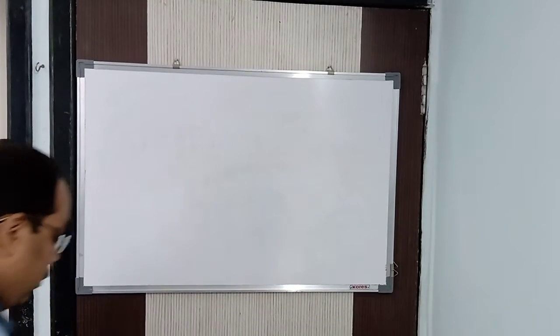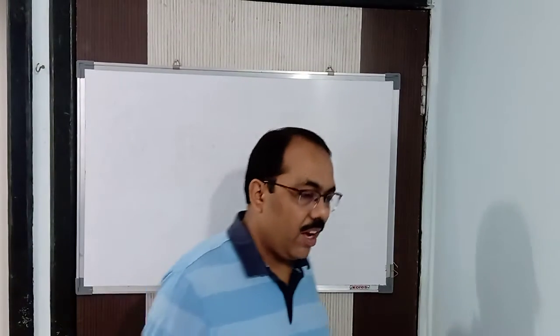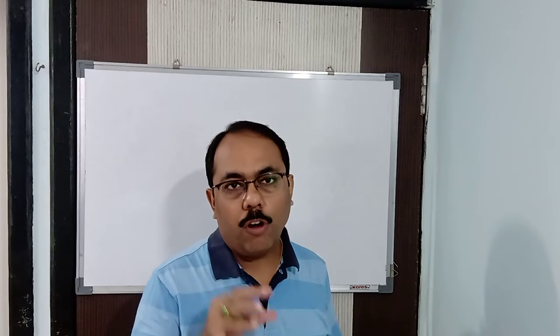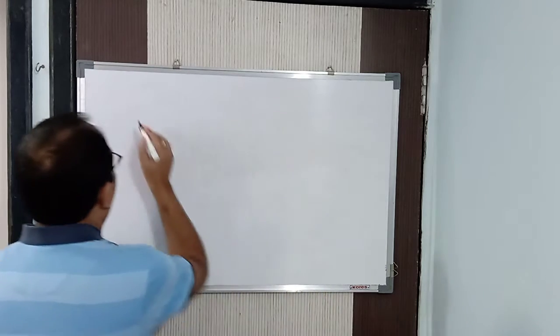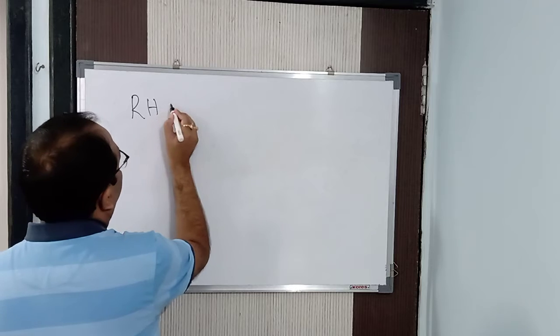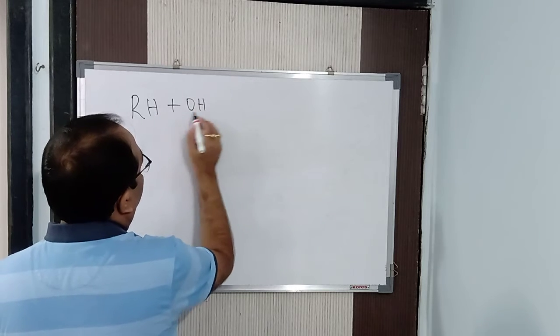Now, coming to the preparation of alcohol, we'll start with alcohol. So, what are alcohols? Alcohols are hydroxy derivatives of alkanes. Hydroxy means OH. Got it? So, from alkanes, RH, if you add OH, alright?